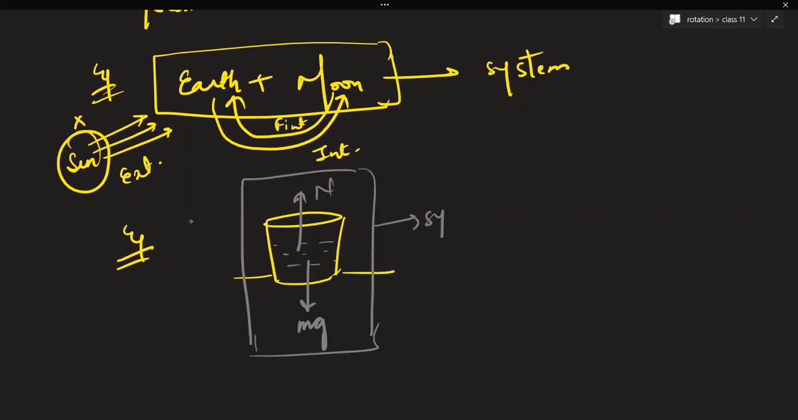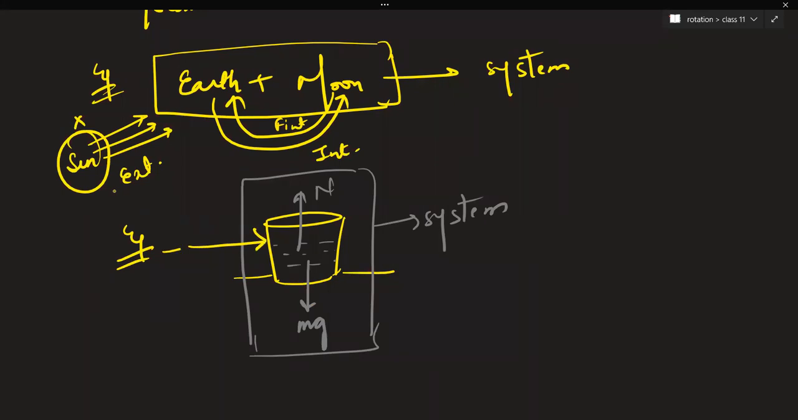This is my system. So anything in this universe, even if a hefty planet like Jupiter you consider, that will also be external for me. That will not be a part of the system. Fine. So see, this is my system. So if I say an external force has been applied, I have pushed this glass.